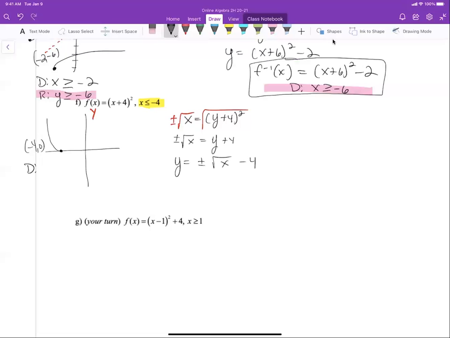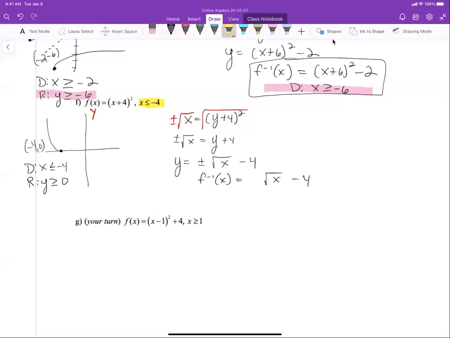Okay, let's go back to the original function. What were my domain constraints? X was less than or equal to -4. The range constraint: y was greater than or equal to 0. Now, in my inverse function, which we have just found to be plus or minus the square root of x minus 4, we have to decide which leg. Is it plus the square root of x or minus the square root of x? Well, how you're going to determine that is by looking at the range.